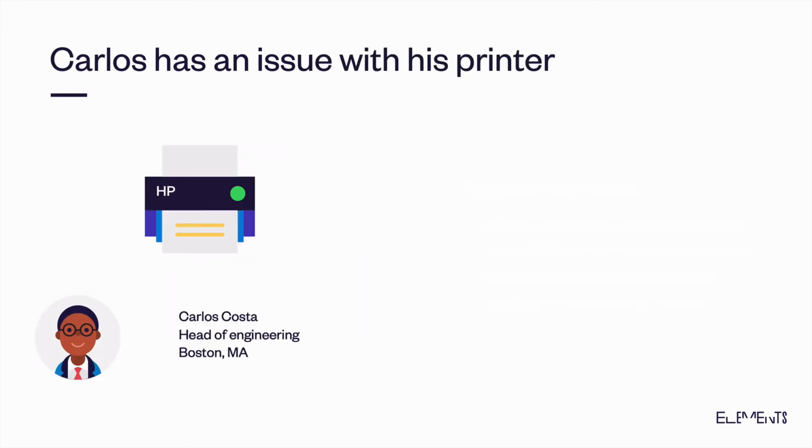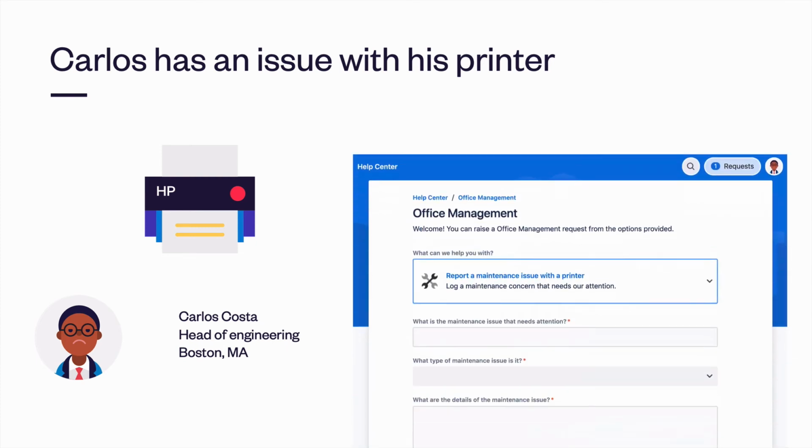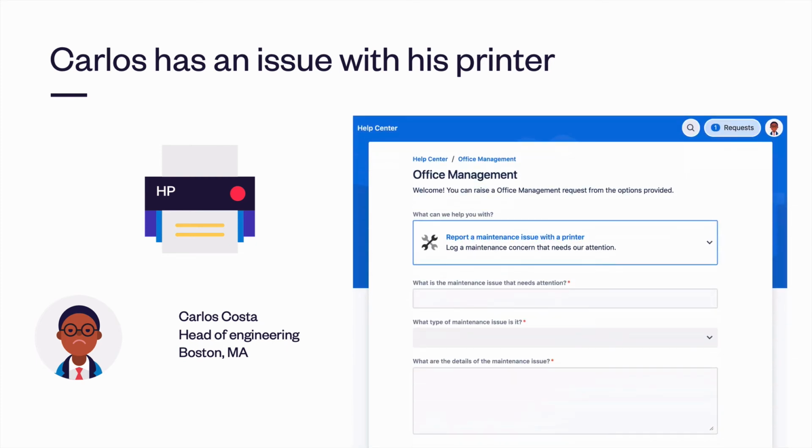Carlos is the head of engineering of the Boston office at Teloyan, and today he has an issue with this printer. So what he'll do is log into Teloyan's internal Jira service desk, go to the office management portal, and report a maintenance issue with his printer.